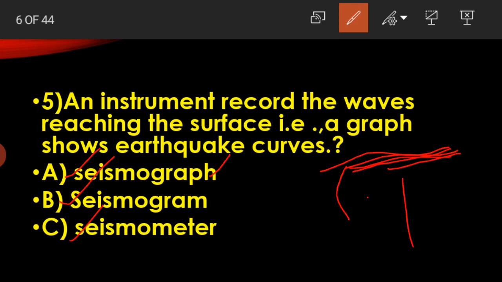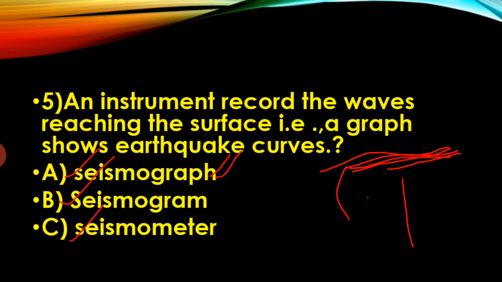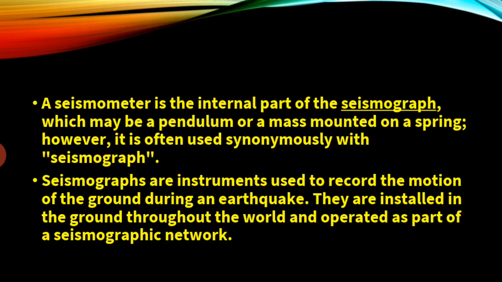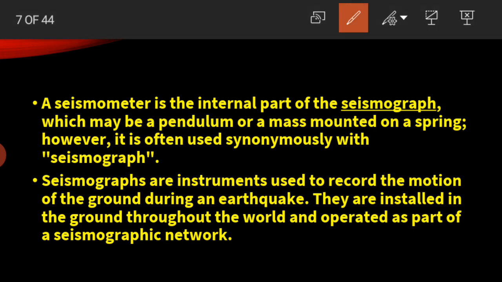Okay, here the question is an instrument records the waves reaching the surface, that is, the graph shows earthquake curves. So here it is the seismograph. Then what is seismogram and what is seismometer? See here. A seismometer is the internal part of the seismograph, which may be a pendulum or a mass mounted on a spring. However, it is often used synonymously with seismograph. Seismographs are instruments used to record the motion of the ground during an earthquake.